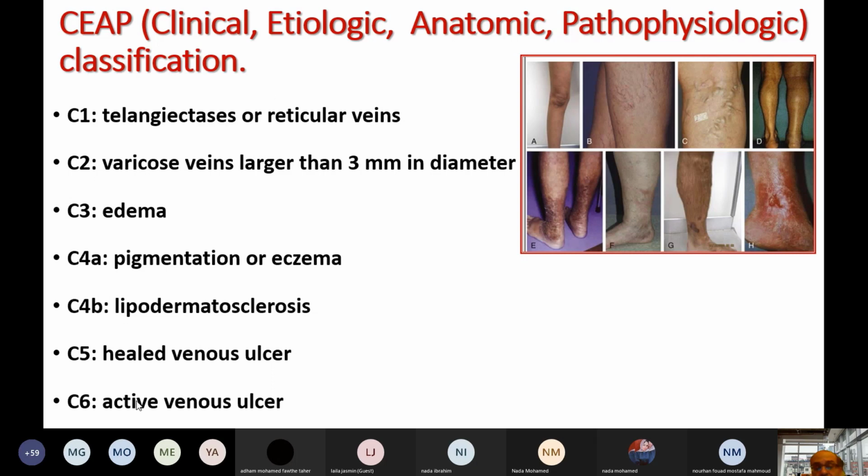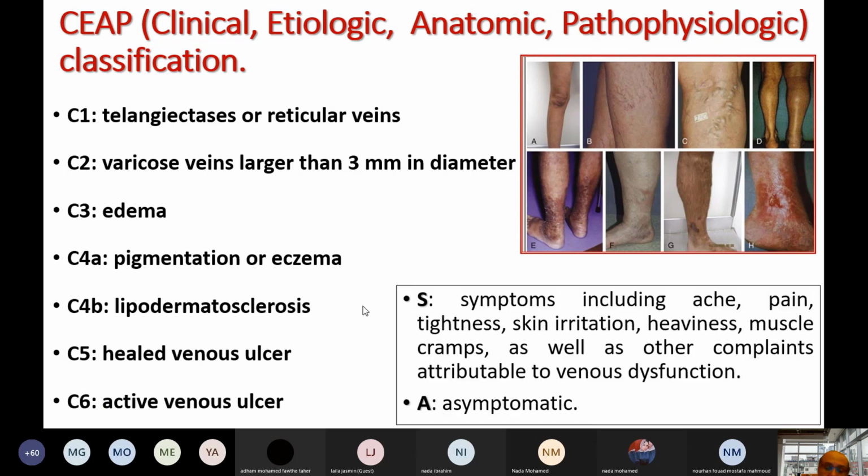If you have a venous ulcer and you examine the patient and you are asked about the diagnosis of your patient, you will say the patient has varicose vein, primary or secondary, affecting the blah blah blah, and the patient has an active ulcer, which means that the patient is C6.